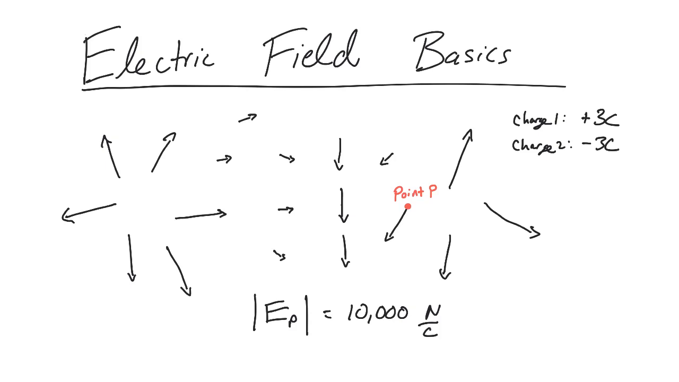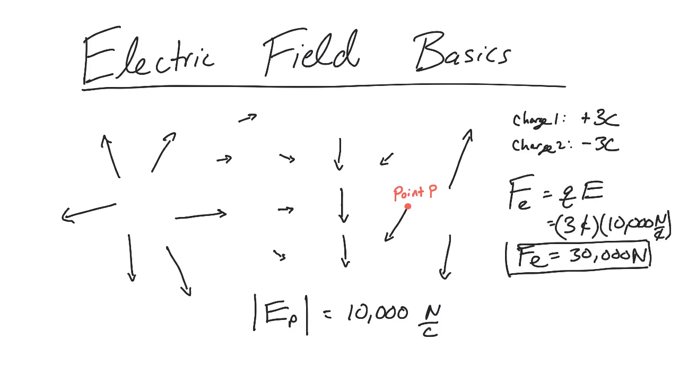Try that. Go ahead. All right, so pretty easy problem. I'll show you something to watch out for, but you just multiply. So the charge value, charge 1, some little test charge we're going to place at point P is 3 coulombs, and the electric field strength is 10,000 newtons per coulomb. You multiply it together, the coulombs cancel out, and we're left with 30,000 newtons. Now be real careful. Watch what happens. I'm going to do something that is technically incorrect. Maybe you can see what's happening here.